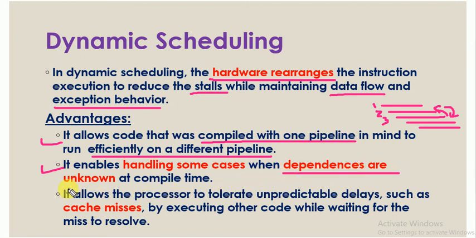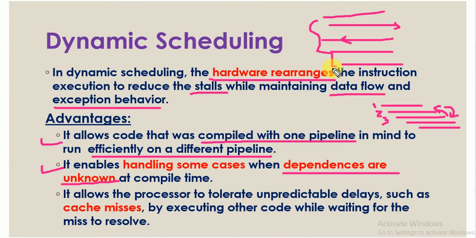At compile time, we are aware of the set of instructions and the operations to be done, but sometimes we don't know whether some data produced by this stage is required for the next instruction. That means this instruction depends on the data of that particular instruction. So some dependencies are unknown at compile time during the normal order. We can find out those dependencies during runtime, or dynamically, and we can handle these cases by using dynamic scheduling.